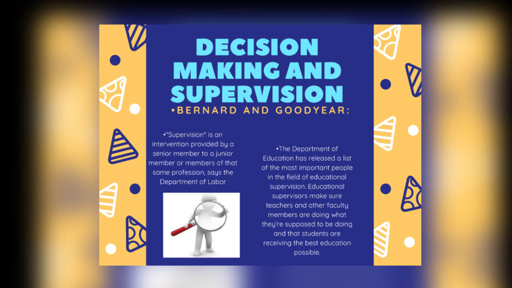Decision making and supervision. Bernard and Goodyear say that supervision is an intervention provided by a senior member to a junior member or members that have the same profession, and says the Department of Labor. The Department of Education has released a list of the most important people of the field of educational supervision. Educational supervision makes sure teachers and other faculty members are doing what they are supposed to be doing and that students are receiving the best education possible.